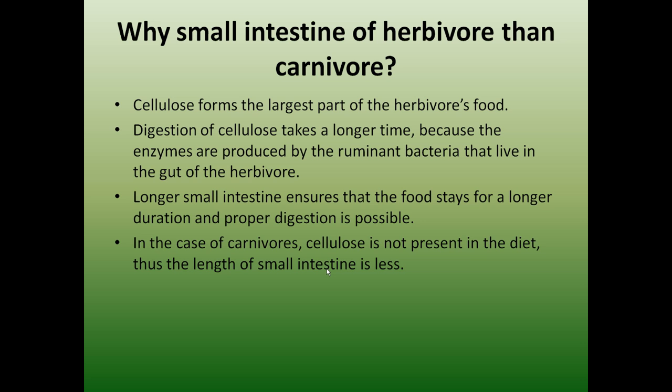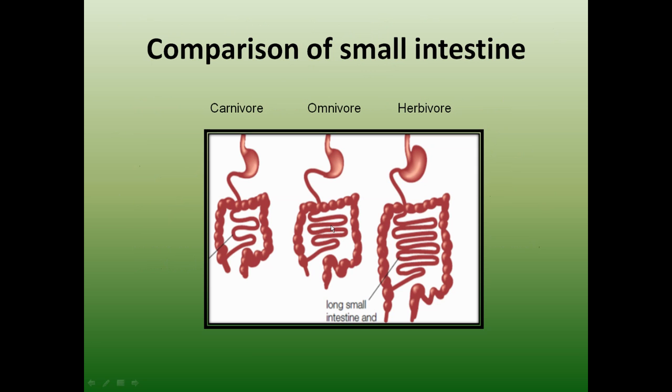You have to understand this fact: herbivores feed on plant product, and plant product basically comprises cellulose, and cellulose digestion takes a longer time because of the enzymes secreted by the ruminant bacteria. This takes a lot of time, so the food needs to be there for a longer period. That's why the length of the small intestine in herbivore is quite longer when compared with that of the carnivore. Okay, I hope this part is also clear to you.